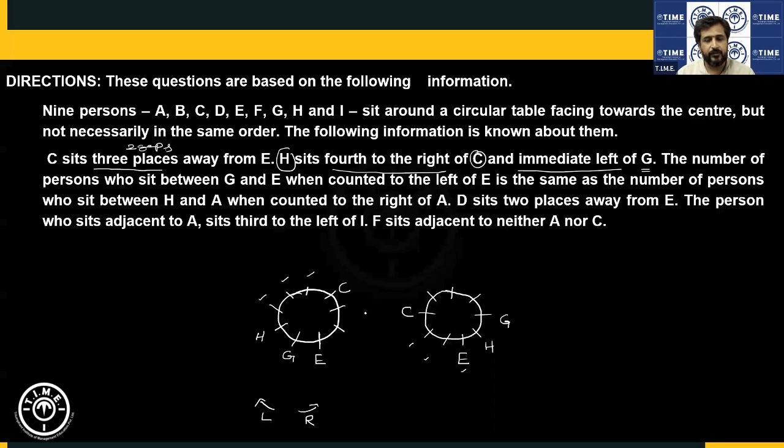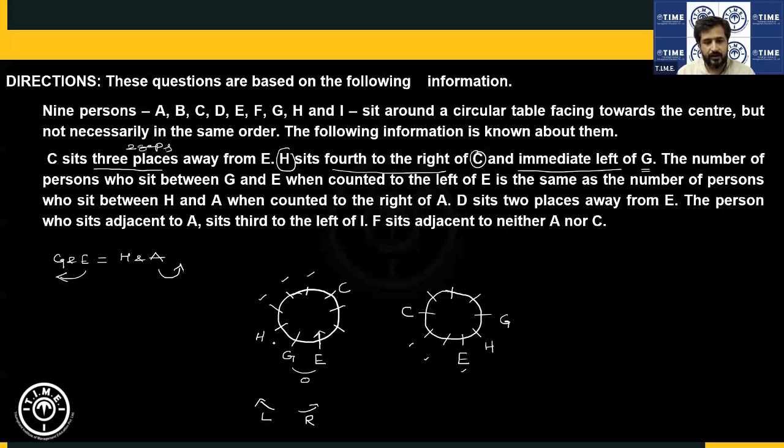The number of persons who sit between G and E when counted to the left of E is the same as the number of persons who sit between H and A when counted to the right of A. Now already both G and E are in the arrangement. Let's check it. Between G and E, how many people are there? 0. When counted to the left of E, between G and E we have 0 people, right? So the number of people between H and A also should be 0.